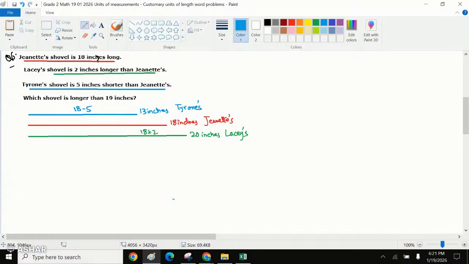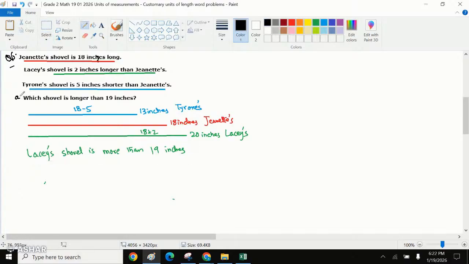Okay. Which shovel is longer than 19 inches? Which shovel is longer than 19 inches? Lacey's, right? Lacey's shovel is more than 19 inches, right? Agreed?